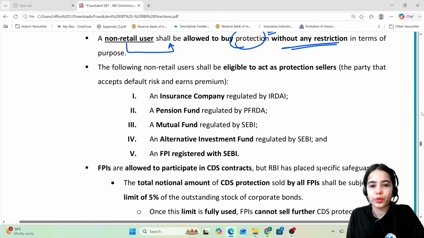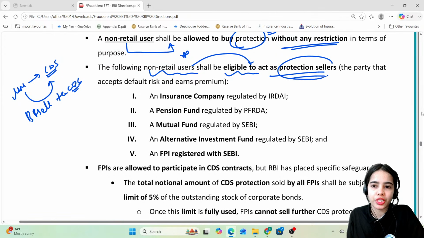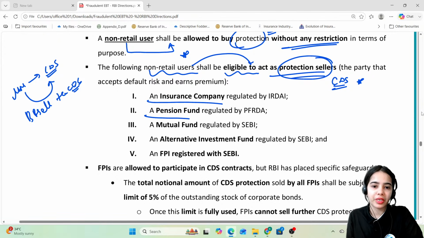The following non-retail users shall be eligible to act as protection sellers. So basically, the market makers are there in the credit default swap that can buy and sell the credit default swap, as well as the non-retail users that are allowed to act as credit default swap sellers. So they can purchase the credit default swap, they can sell the credit default swap. So insurance company, pension fund, mutual fund, AIF, FPI registered with the SEBI.